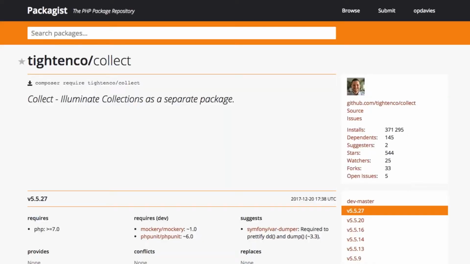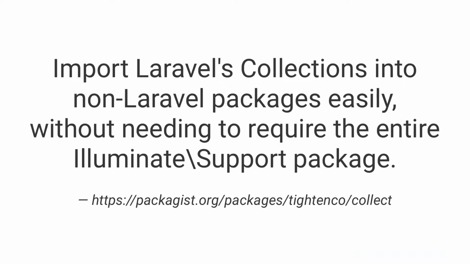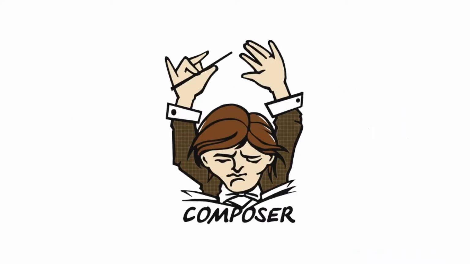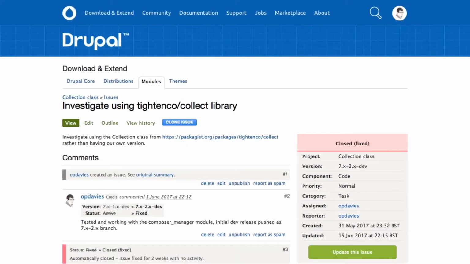One day I found this. This is the Tightenco collect package on Packagist, which says Illuminate collections as a separate package. This means we can integrate them into non-Laravel projects easily without having to require the whole support package. This is great because then we can install it through Composer just by using composer require tightenco/collect. This is awesome. So I made another issue to investigate using this within my module.